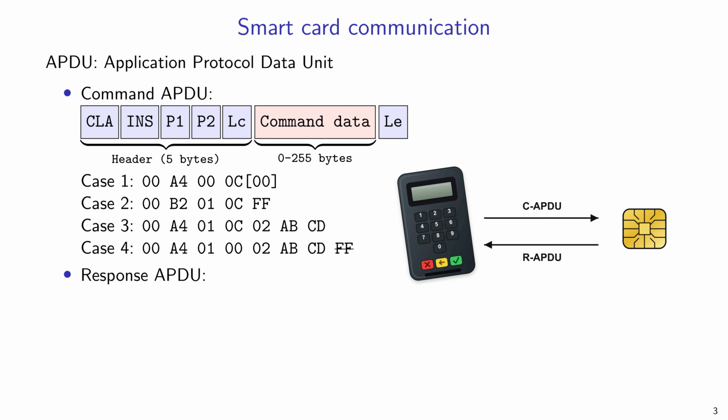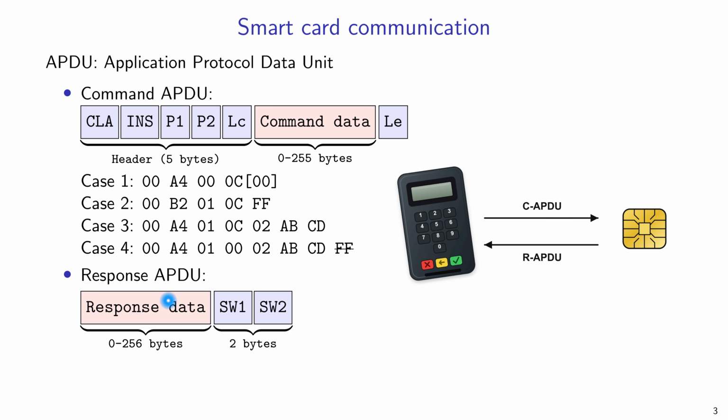The response APDU is a bit simpler. It contains up to 256 bytes of response data plus a 2-byte status word, which indicates how the response should be interpreted. Here are 2 example response APDUs. If we get only 2 bytes, we know these are the status bytes. If we get more, then we know that the 2 rightmost bytes are the status bytes and everything before them is the data. The status code 9000 in hex means that the command completed successfully. Other status words describe various error conditions, and usually data is present only if the status word is 9000.